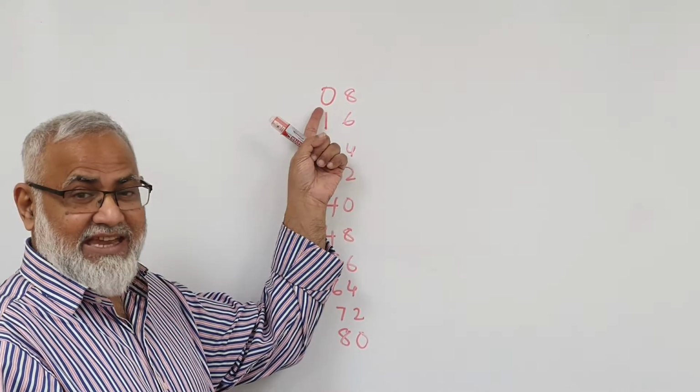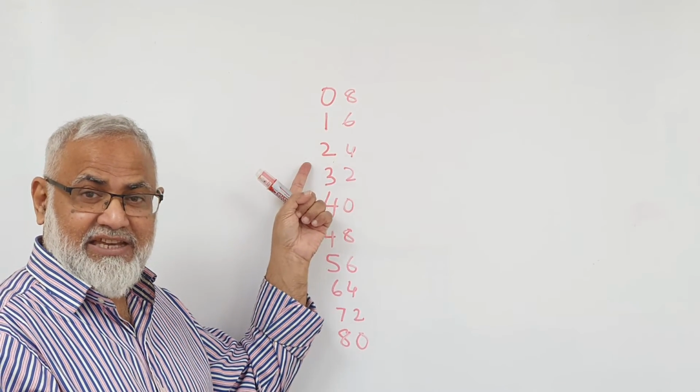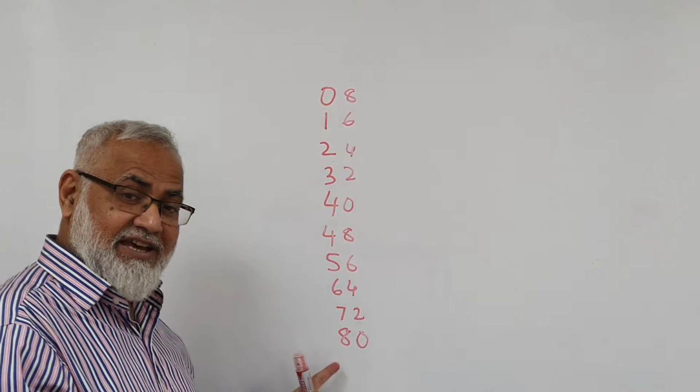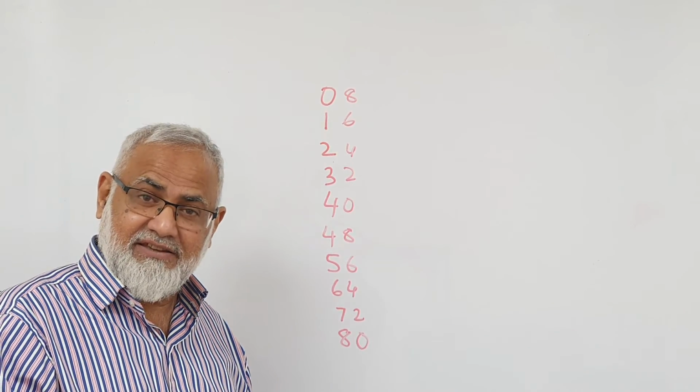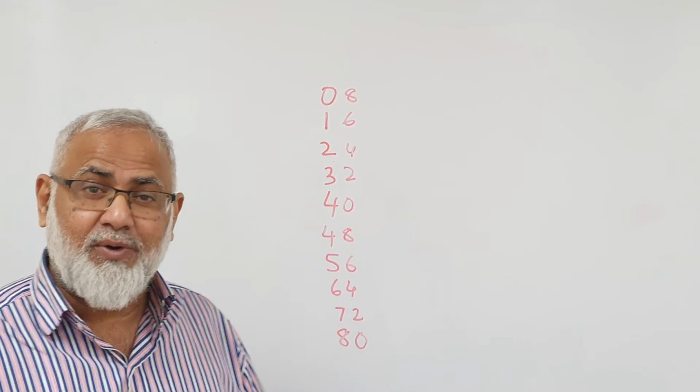So 8 times 1 is 8, 8 times 2 is 16, 8 times 3 is 24, 8 times 10 is 80. So hopefully this video will help you.